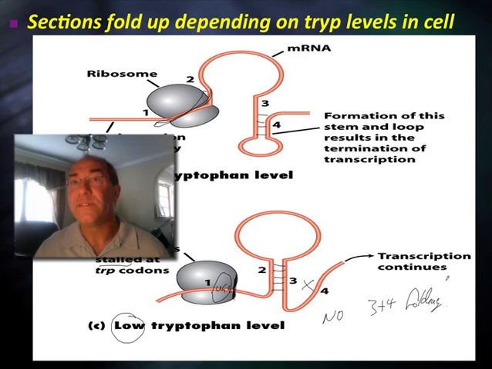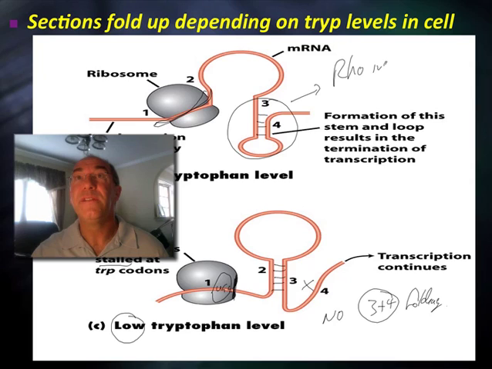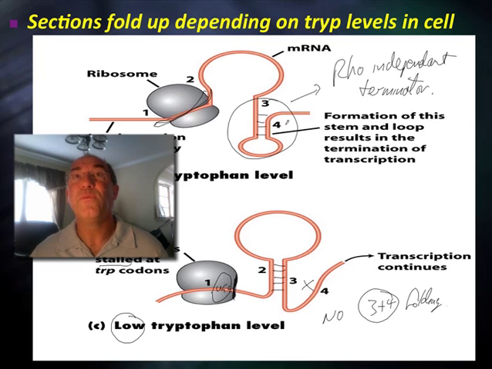Now, why is this important? It's because 3 and 4, this loop here, is known as a rho independent terminator. And if you remember your transcription, one way that you can stop RNA polymerase from transcribing is to create a rho independent terminator sequence, and that is where you have an inverted repeat which folds up on itself to cause a stem loop that folds over and stops RNA polymerase.